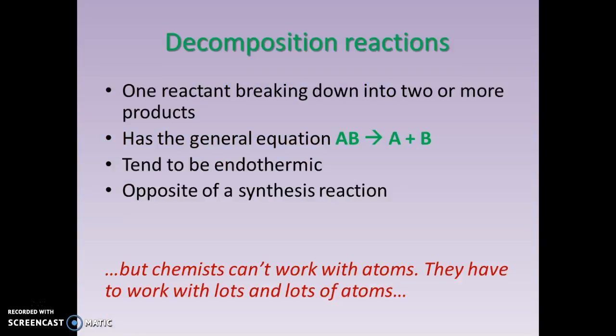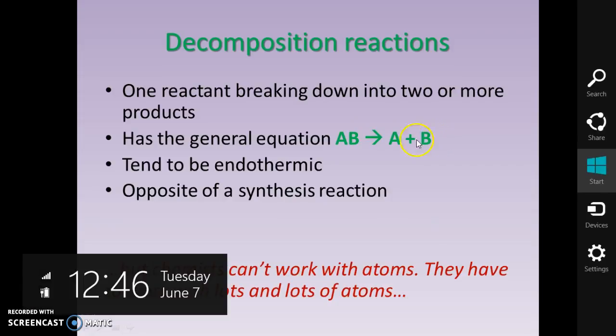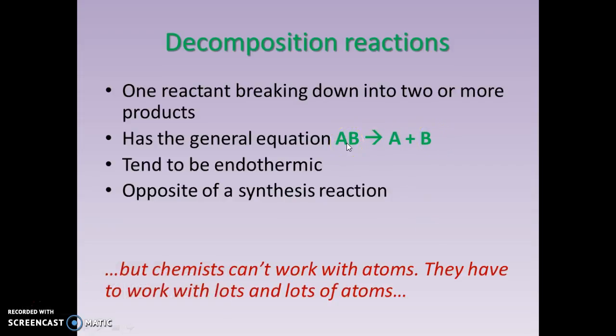Decomposition is basically the opposite. Now we're taking one reactant and breaking it down into 2 or more products. So if we started with some reactant AB, then we're going to get A plus B. We might also have a reactant ABC that's going to decompose into A plus B plus C, and so on. There are going to be a lot of different ways to look at decomposition, but that's the general thing of what's happening there.